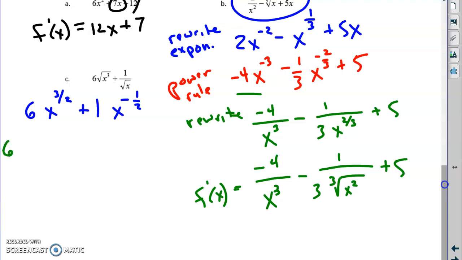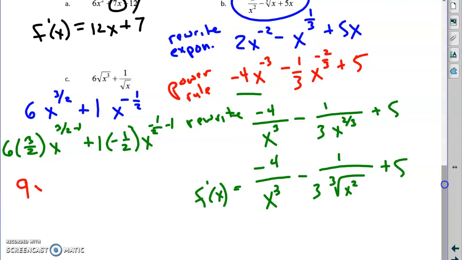I'll write it the long way. 6 times 3/2, x to the 3/2 minus 1, plus 1 times negative 1/2, x to the negative 1/2 minus 1. Now we just have to do some cleaning up. 6 times 3/2 is 18/2, otherwise known as 9. x to the 3/2 minus 1 is 3/2 minus 2/2, which is 1/2. 1 times negative 1/2 is negative 1/2. Negative 1/2 minus 1 is x to the negative 3/2.